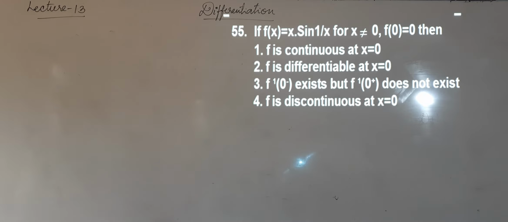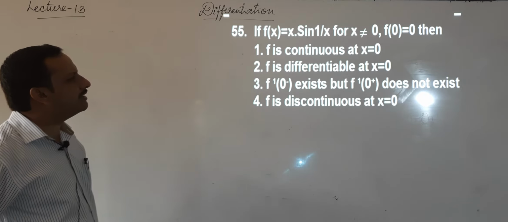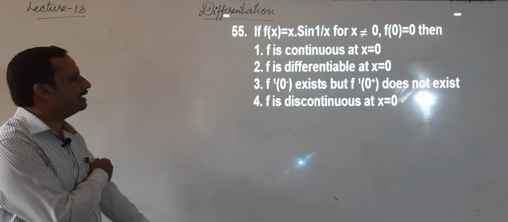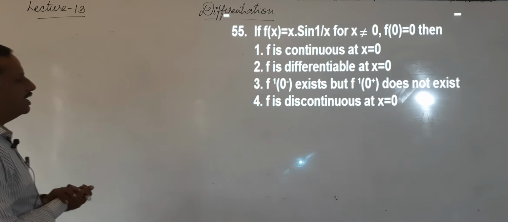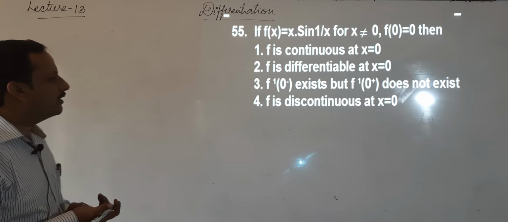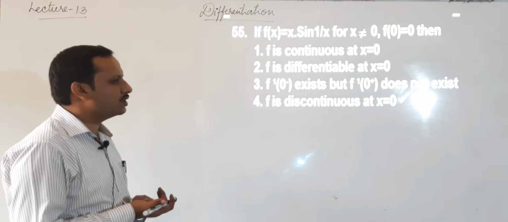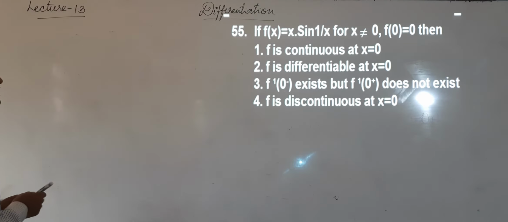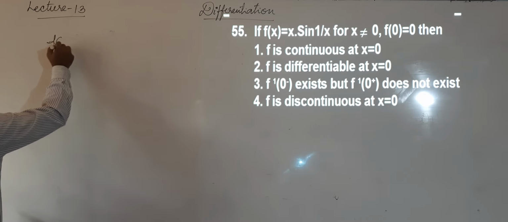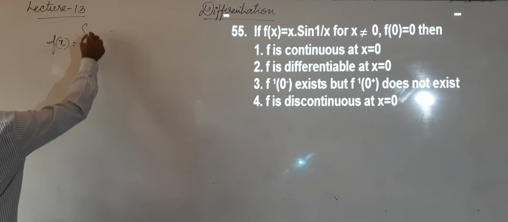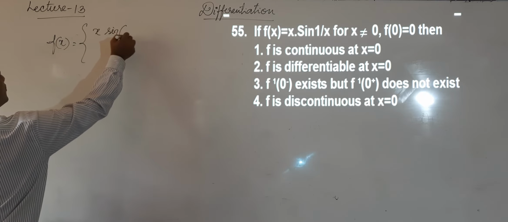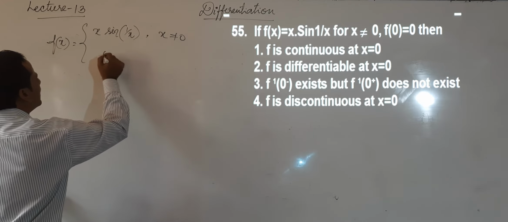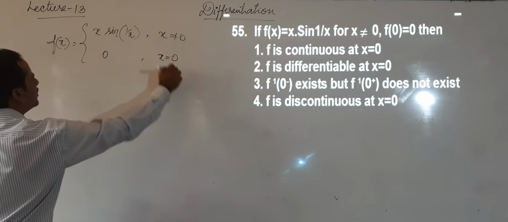Then 55. f of x is equal to x sin 1 by x for x not equal to 0. f of 0 is equal to 0. Then what happens? f is continuous at 0, f is differentiable at 0, f dash of 0 minus exists, but f dash of 0 plus does not exist, f is discontinuous at x equal to 0. So, function is defined like this, f of x equal to x sin 1 by x if x not equal to 0 and 0 if x equal to 0.